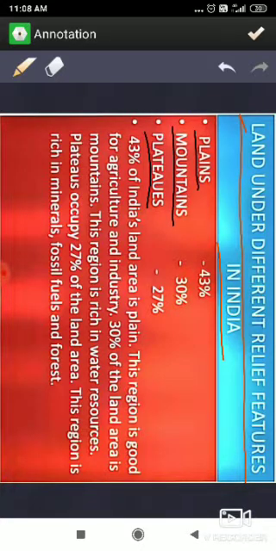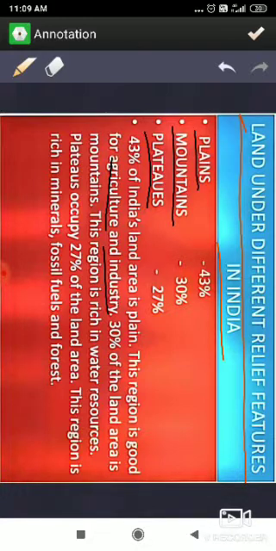As you know, 43% of India's land is in plain, and this region is good for agriculture and industry. Plain region is suitable for agriculture and industry, and the maximum region of India where we have agriculture and industry comes under plain. So that is why we have 43% geographical region of India under plain.